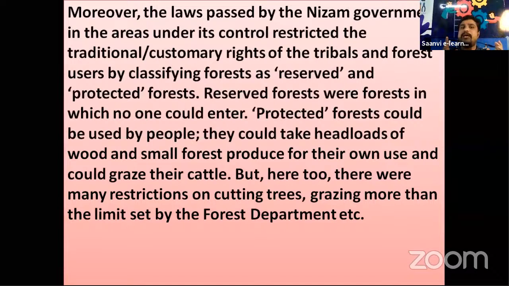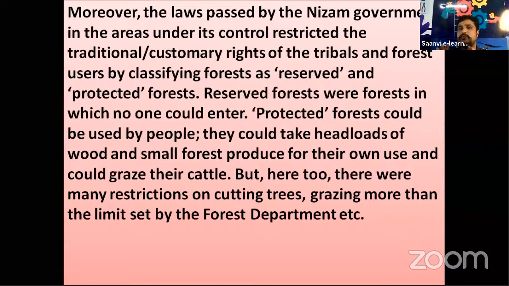So only a load of wood and small forest produce for their own use, and they could graze their cattle. Only like that, in the Nizam time, they permitted them to do headload. Headload is nothing but the carryable. It means suppose firewood, how much they can bundle and carry, that much they can take for their own use. With tribes also, the same way they allowed animals for grazing. Okay, so these are the differences. First of all, reserved forest and protected forest: they allow people to enter and collect some items, whatever they need for their own use, not for sale. At the same time, reserved forest, no permission, that is fully protected.